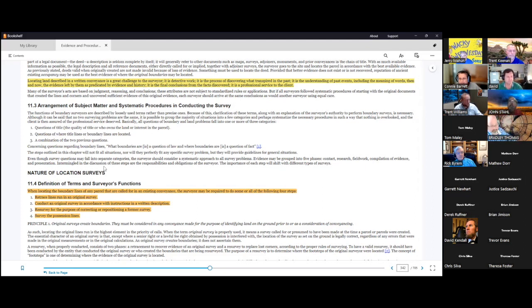Absolutely. And this is that process. When locating boundary lines of any parcel that are called for in an existing conveyance, the surveyor may be required to do some or all of the following 4 steps. Retrace lines run in original survey, conduct an original survey, resurvey for the purpose of correcting or repositioning a former survey, survey the possession lines. So there's a lot as you start digging into how do you do a boundary survey. There's a lot of little functions in that.